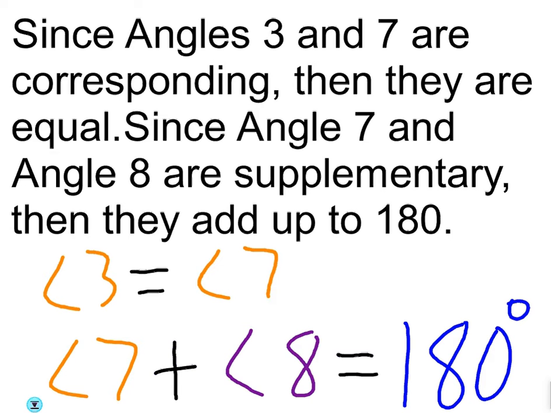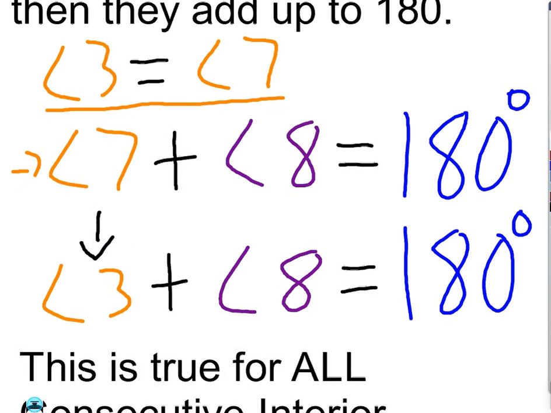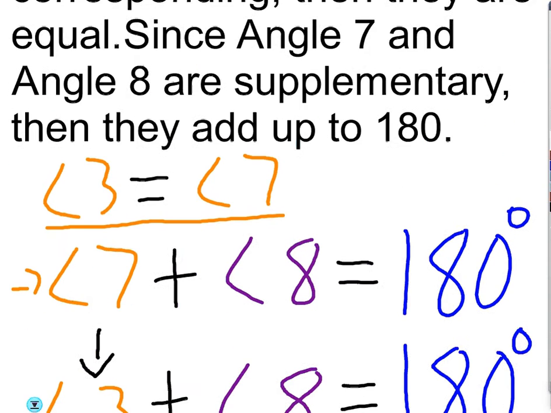Again, you don't have to write all those words down. You can just write the bottom part of the proof. But basically, since 3 and 7 are equal to each other, and since 7 and 8 are supplementary, we can replace 3 with 7 and then prove that 3 and 8 are also supplementary. Okay? So this is like a 3-step proof, okay?